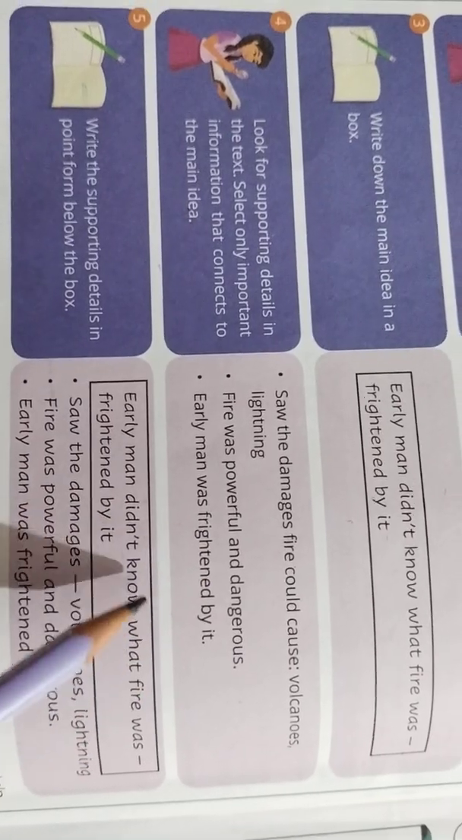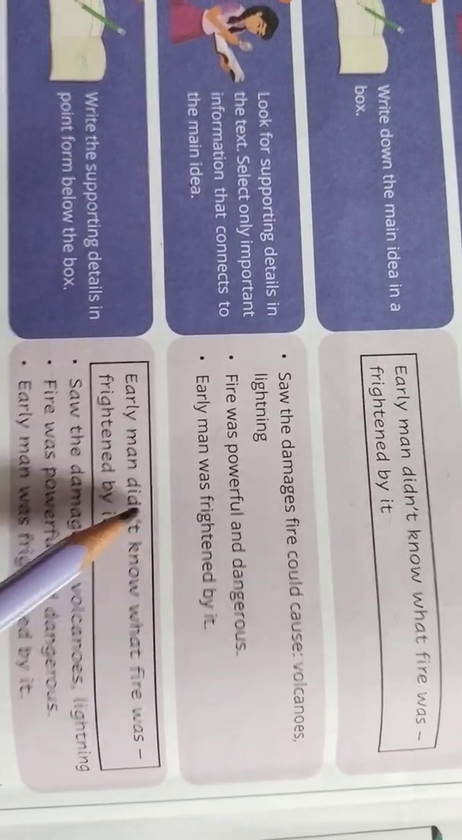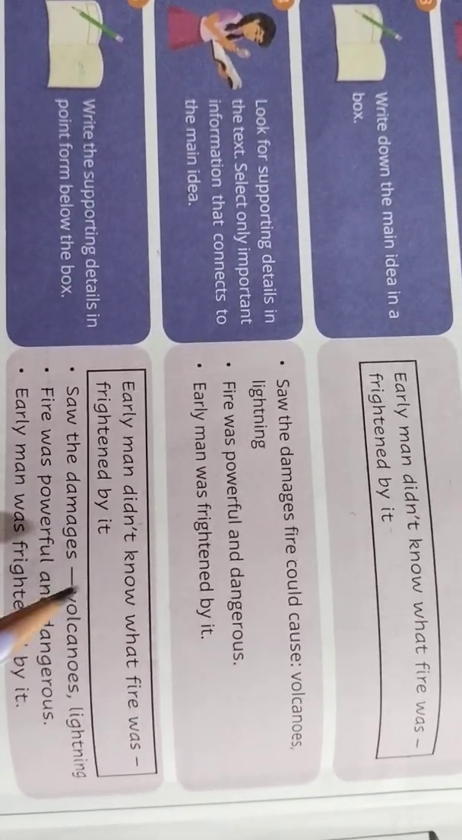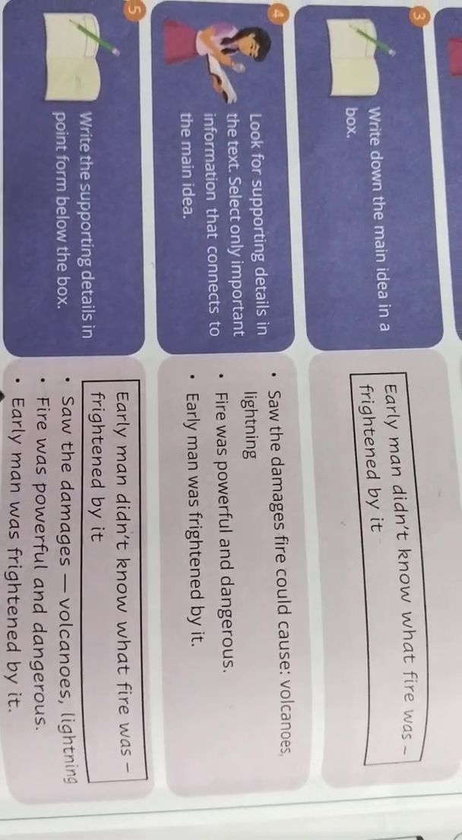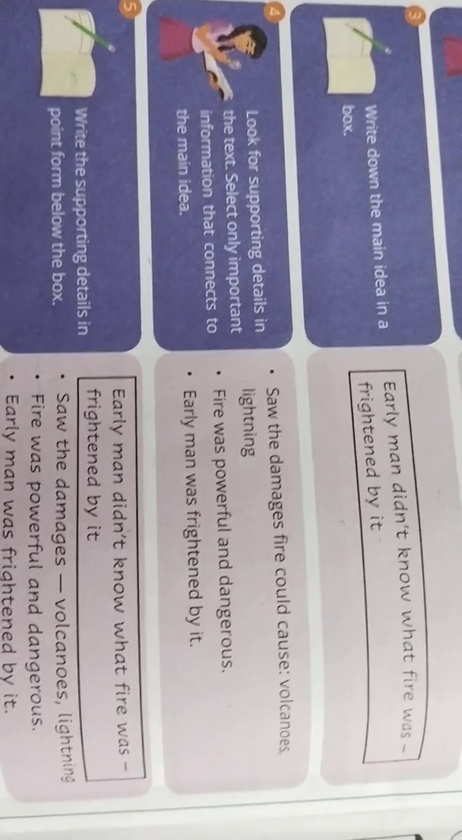So we need to write the main idea first in a box, and you have to write the supporting details below with bullet points. Bullet points means each should start with a point. Did you get me? So now can you repeat it again with me? What are the 5 steps you need to follow?